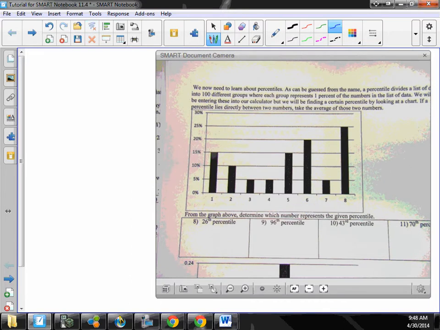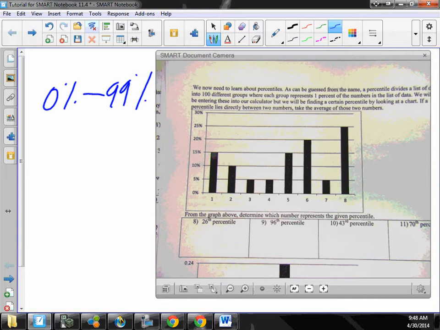We now need to learn about percentiles. As can be guessed from the name, a percentile divides a list of numbers into 100 equal groups, where each group represents 1% of the numbers in the list of data. So you see here a bunch of percentages. If you add up all those percentages, they should equal 100%. If they haven't, then we either made a mistake or there's part of the graph that we're not looking at. And percentiles go from 0% up to 99%.